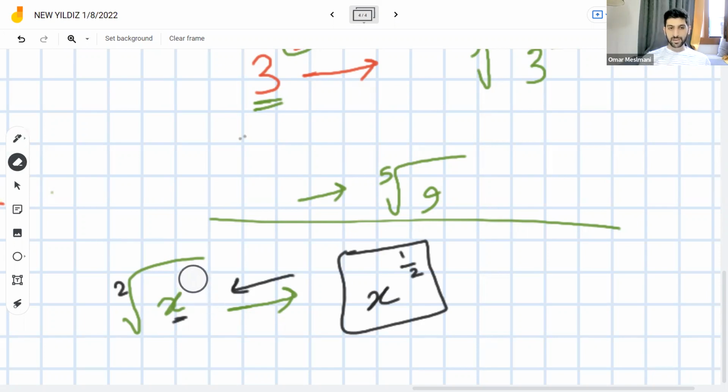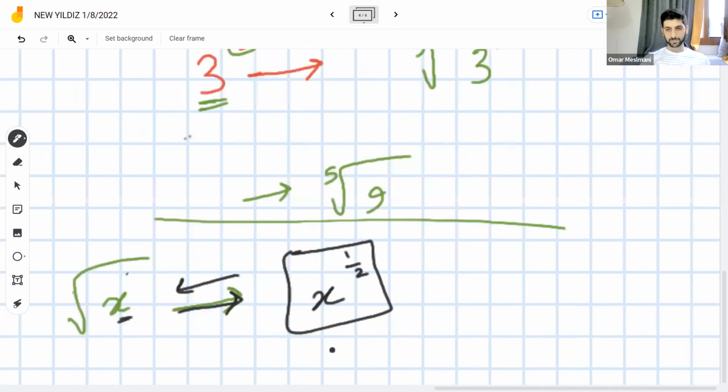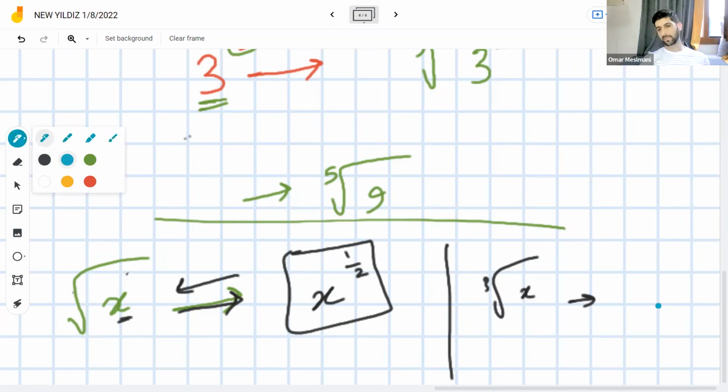But again, usually I don't write a power 1 and I don't write the index 2 of the square root. I just change it to power half. Using the same concept, if you have the cube root of x, what is it? X to the power of 1 over 3. Exactly. Why 1? Because there is no power here. So you just divide the inside by the outside. So these are the 10 rules.